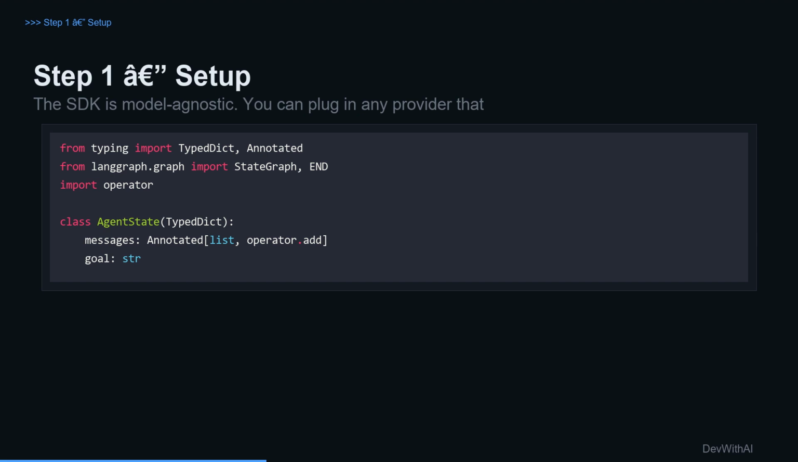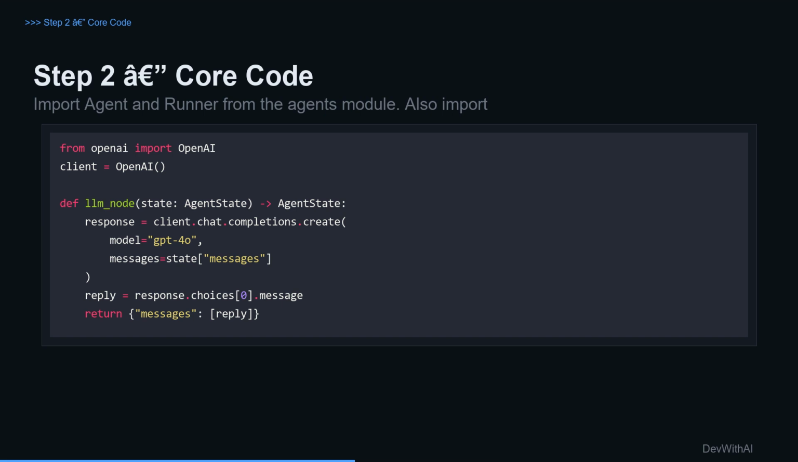Create a file called main.py. One file, one agent. Let's write it. Import Agent and Runner from the agents module. Also import function_tool. Now define a custom tool by decorating a plain Python function with that function_tool. Make a weather tool, a function called getWeather that takes a city string and returns a weather description. Add a docstring. The SDK reads your type hints and docstring to auto-generate the tool schema.